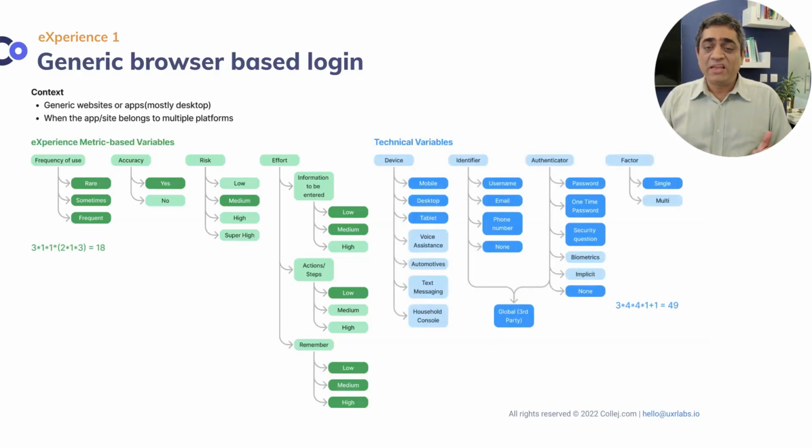You're probably looking at either a mobile, desktop or tablet. Because it's typing specific, you want to make sure that you have a big enough keyboard to type it in, which is where, when you look at automotives or a household console, it might not be the best solution. Identifiers, absolutely, you need identifiers. And this is probably one of the most inclusive ways, with the exception of biometrics and implicit authenticators. It pretty much applies to everything, and it is a single factor login experience. So there are probably 49 possible technical variables that would apply to a generic browser-based login.